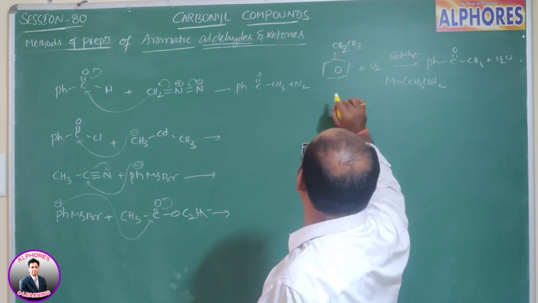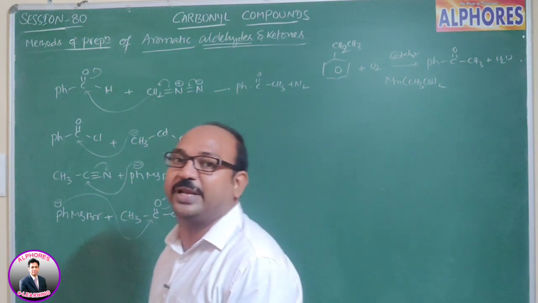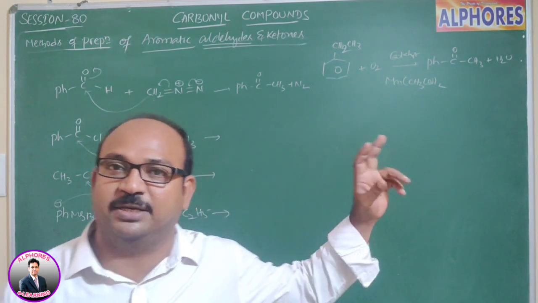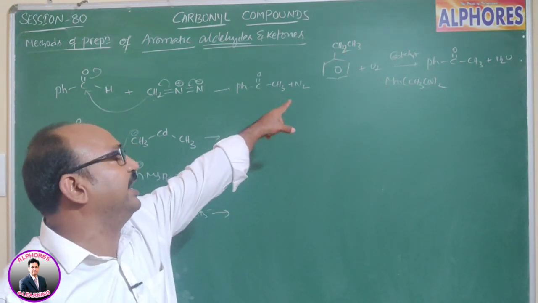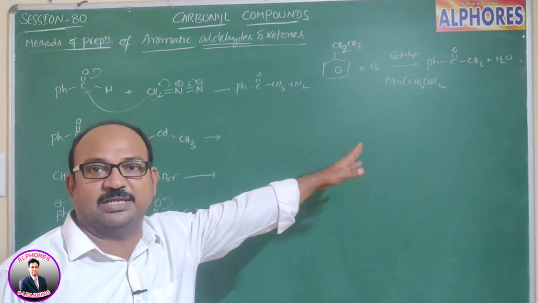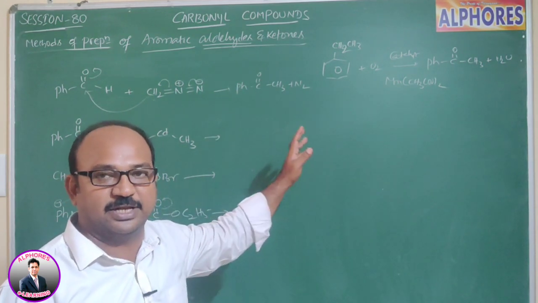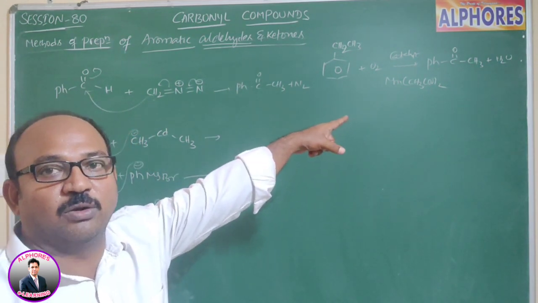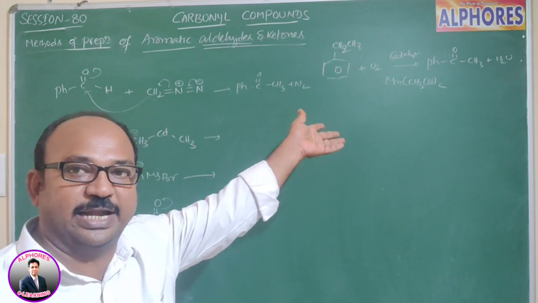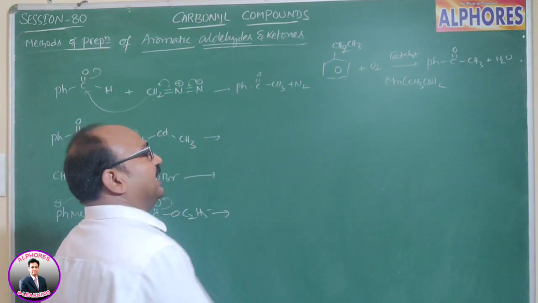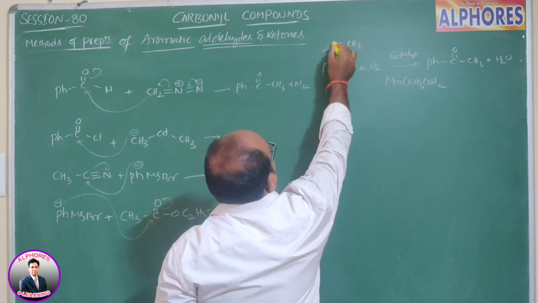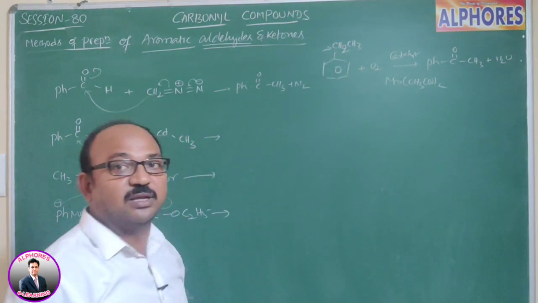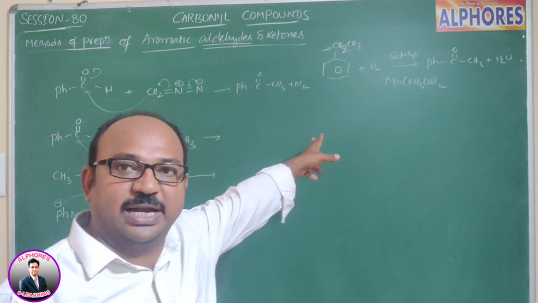And one more: ethyl benzene upon oxidation. This is a specific reaction, and here we use manganese acetate as catalyst. Ethyl benzene upon oxidation in the presence of manganese acetate catalyst gives acetophenone. If you observe, in ethyl benzene, which carbon gets oxidized? The ring-containing carbon gets oxidized.